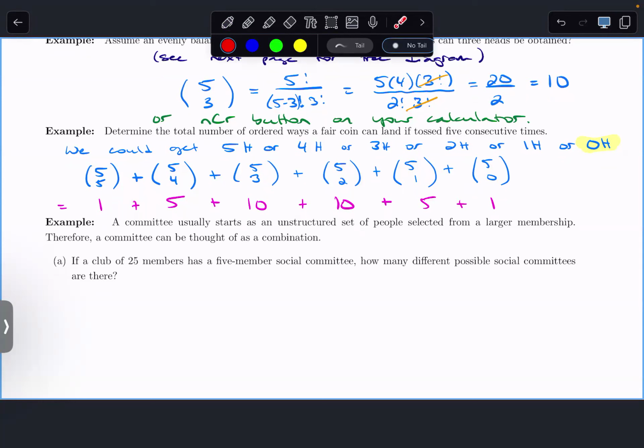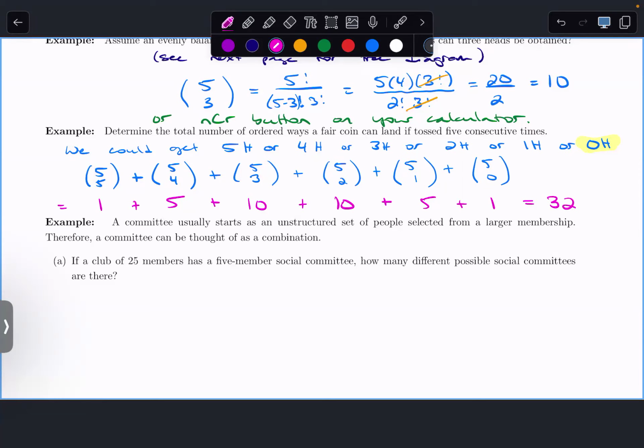You add these all up, I get 32. So there are 32 different ways that I could toss a coin and all the possible outcomes.